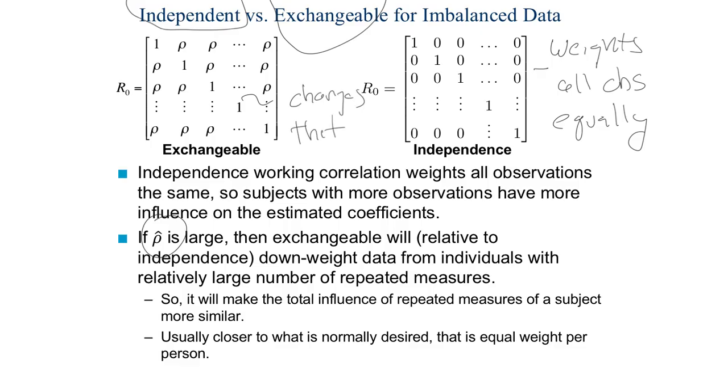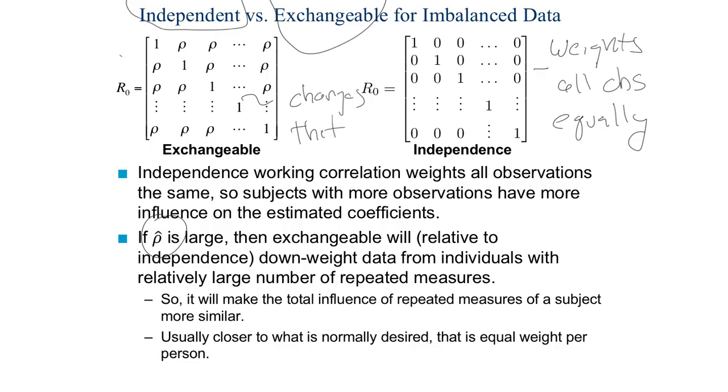But if the data is almost perfectly correlated, that means all people will weigh about the same, because having repeated observations doesn't really add much information when they almost have correlation 1. So exchangeable will tend to downweight people with more observations and upweight people with fewer observations. So it makes it more like I had a balanced study when I use exchangeable to get my estimates of the coefficients, rather than independence, where it just keeps whatever imbalance there is, and that's how it weights the people. It's a function of the number of observations per person.